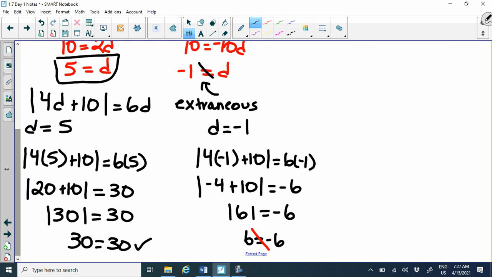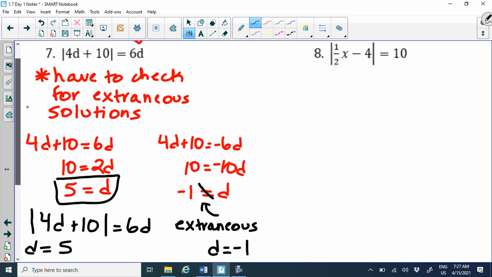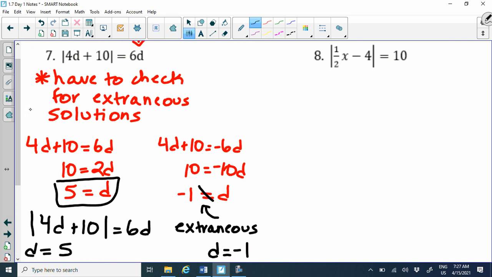Okay, let's go ahead and do our last problem. Number 8, we have the absolute value of 1/2 x minus 4 equals 10. Now here, do we see a variable on both sides? No. So in this case, we don't have to check for extraneous solutions. Whatever we get as our solution, that will work.